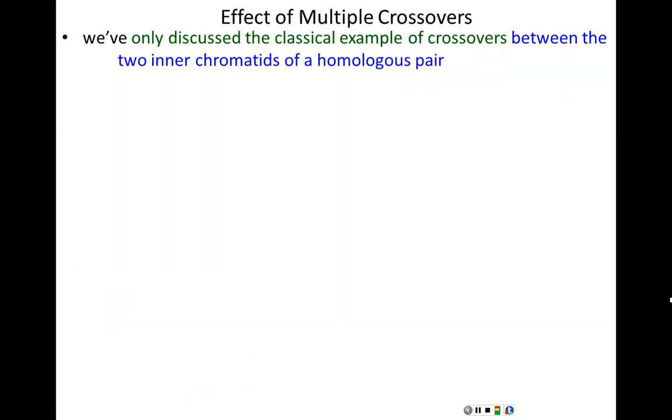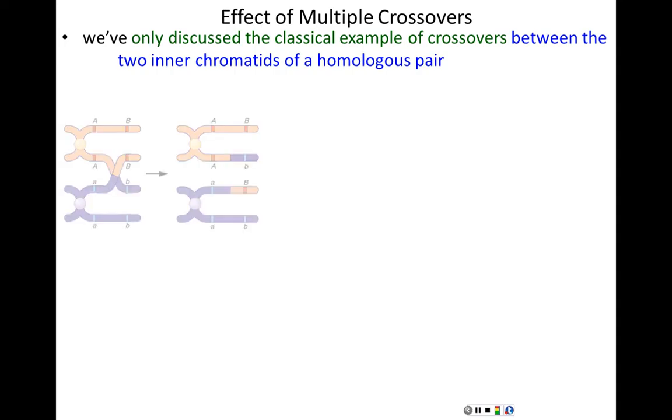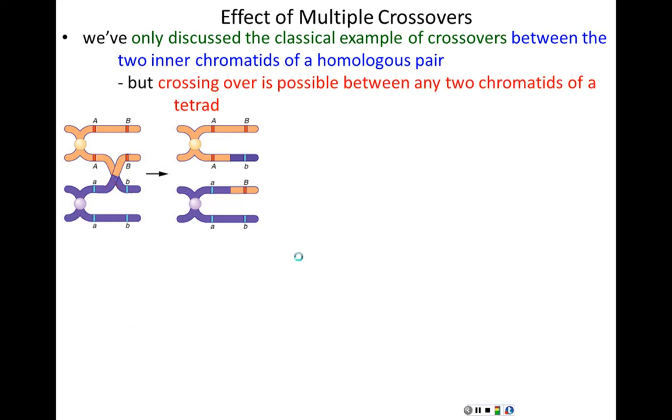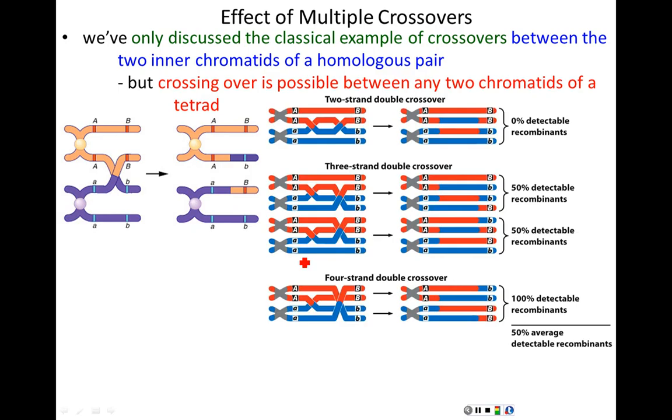So what's the effect of multiple crossovers? We've only discussed these classic examples of crossovers between the two inner chromatids of a homologous pair during synapsis, the kind of typical, straightforward, true crossover, called a crossover and shown with an X because of the configuration that the chromosomes take. But that's not all that's possible. Crossing over is possible between any two chromatids of the entire tetrad. So you can get two-strand double crossover, that's the double crossover we've already talked about. You can get a double crossover that involves 3 strands.